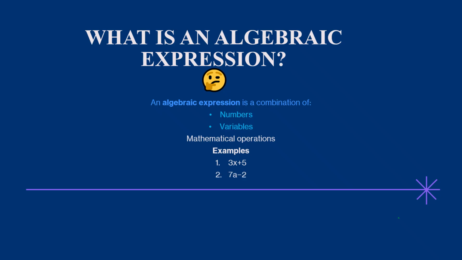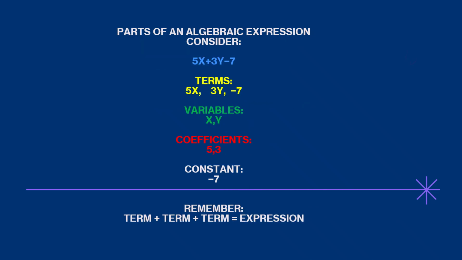7a minus 2. 4x plus 3y minus 8. 2 into bracket a plus 5. Important to notice, an expression does not have an equal sign.